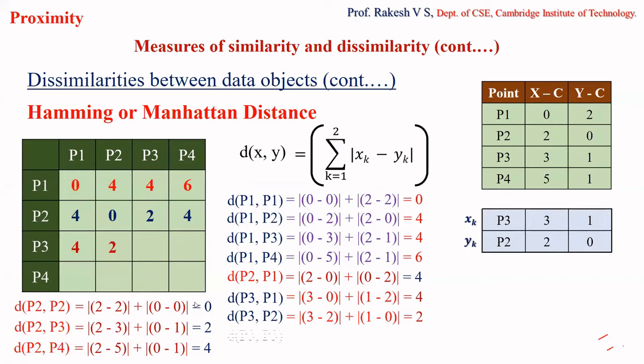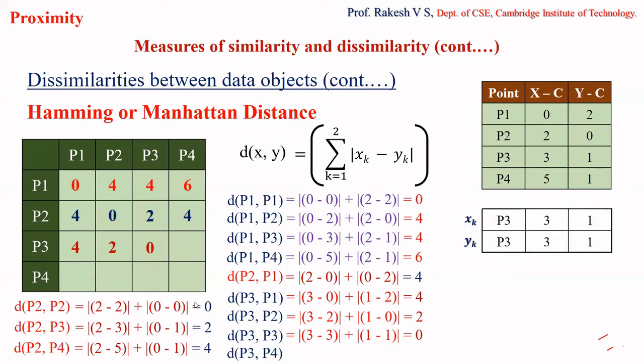Next, P3 with P3. So xk value is 3, 1. Yk value is also 3, 1, which means 3 minus 3 plus 1 minus 1, which is equal to 0. I'll tabulate it as 0.